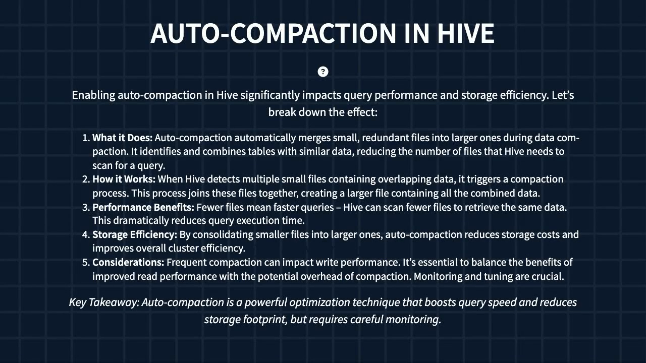Okay, let's talk about auto-compaction in Hive. It's like a super smart file organizer for your data. Basically, when Hive finds lots of really small files that contain similar information, it automatically combines them into fewer, bigger files. This makes queries run much faster because Hive doesn't have to scan as many individual files. Think of it like searching one giant folder instead of dozens of tiny ones. It also saves space on your storage because you're consolidating all that data. However, keep in mind that doing this can sometimes slow down the process of writing data into Hive, so monitoring is important to find the right balance for your workloads.